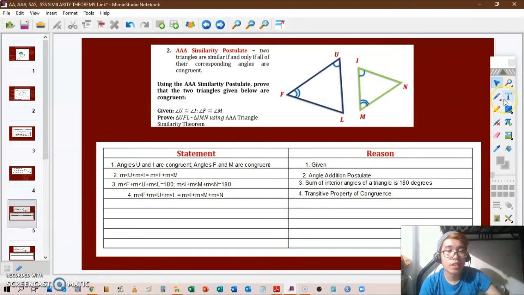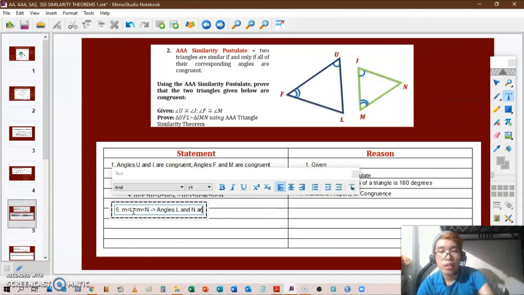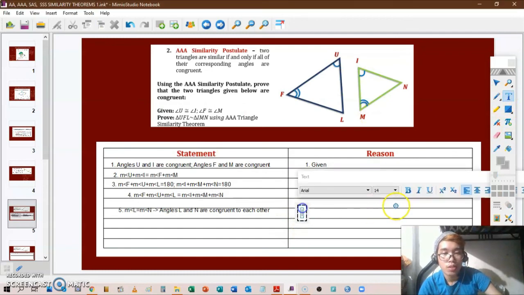Since the measurements of angle F and angle U, when we add them together, are congruent to angle I plus angle M, we can say for number 5 that the measurement of angle L is equal to the measurement of angle N. That leads to angles L and N being congruent to each other by using the substitution and subtraction properties of equality.